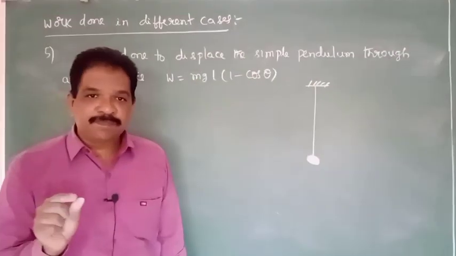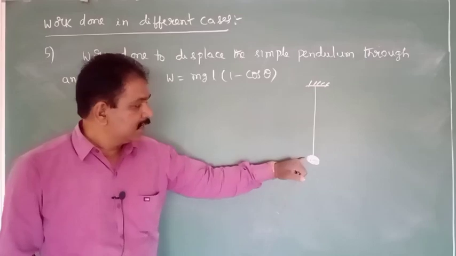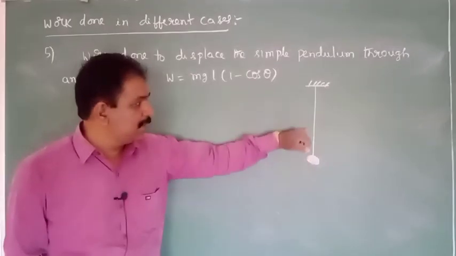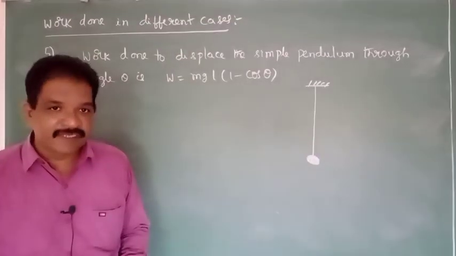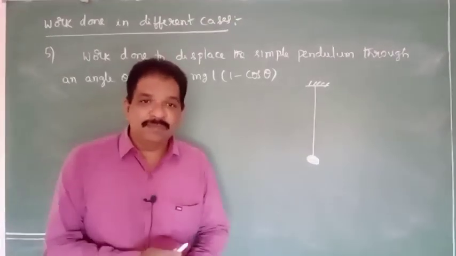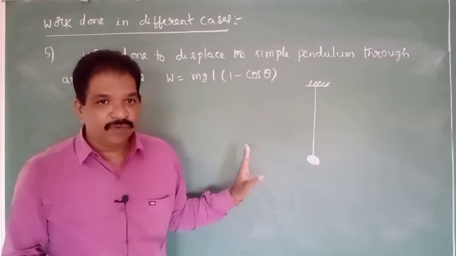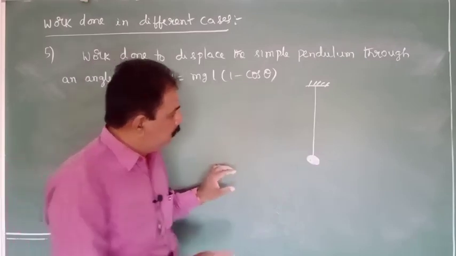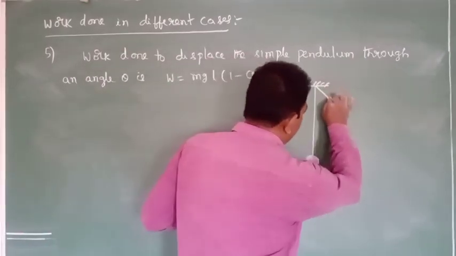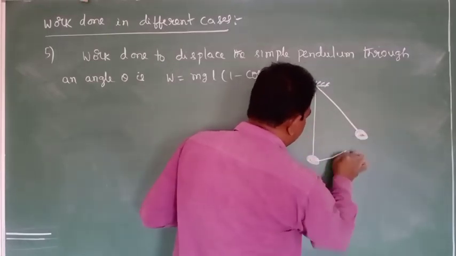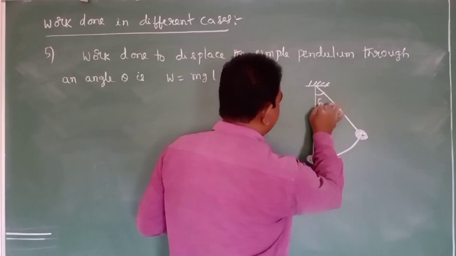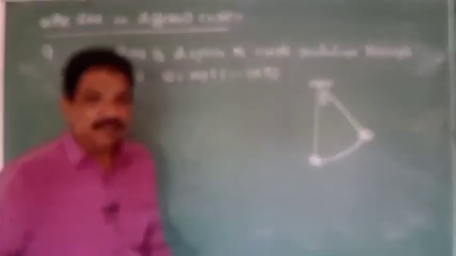A point mass, a spherical mass, suspended from a rigid support with the help of a string. That arrangement will be called the simple pendulum. This simple pendulum is displaced through an angle theta.